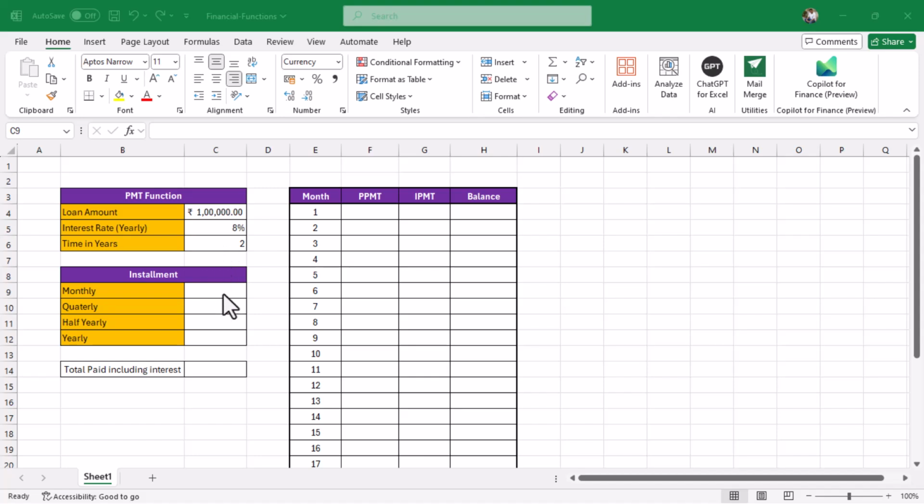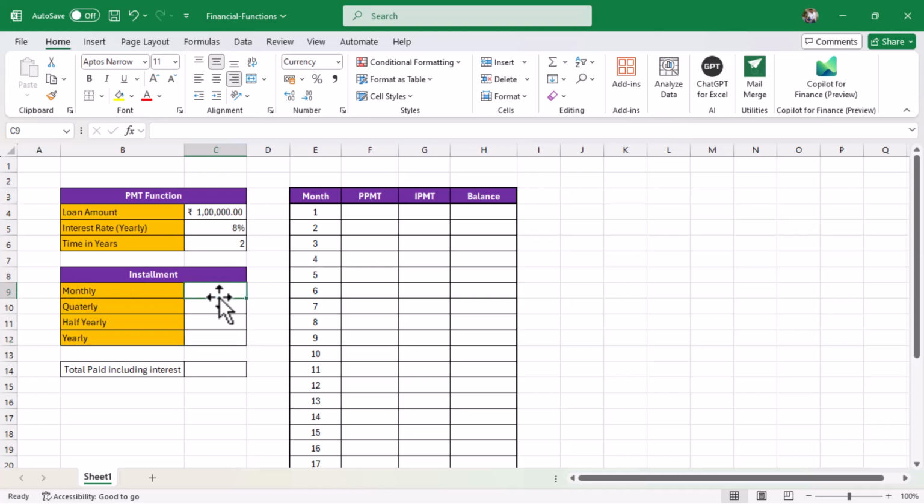So I want to find out what is the monthly installment amount, what is the quarterly installment amount, what is the half yearly installment amount, and what is the yearly installment amount. Let me show you how you can do that.